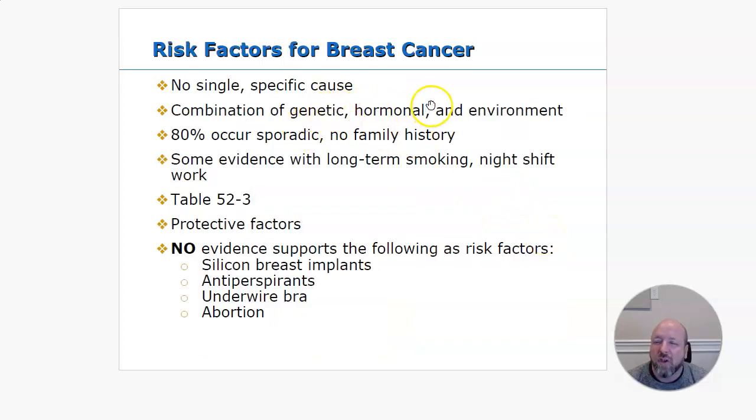But again, there's no real specific, oh, this will definitely cause breast cancer. But we know that there are genetic factors, there are hormonal factors to it. The biggest things, there's no evidence that breast implants can do it, or that wearing certain deodorants or even bras could do this. There are some links, but nothing 100%, about long-term smoking. And then you could see night shift workers, people that don't get regular sleep, because again, that really affects the immune system.